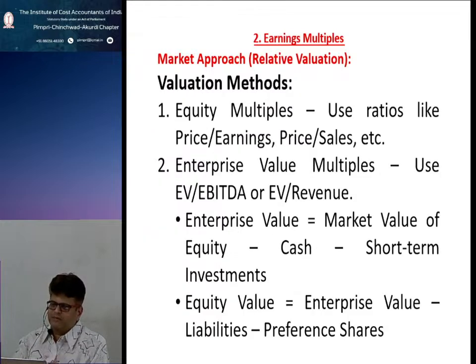So let's see in the market approach the valuation methods that are used. Equity multiples: over here the ratios used are price earnings or price to sales, etc. The second method in the market approach or relative valuation is the enterprise value multiples. Over here the valuer uses EV upon EBITDA or EV upon revenue. So enterprise value is equal to market value of equity minus cash minus short-term investments, and equity value is calculated as enterprise value minus liabilities minus preference shares. So these are the formulas for enterprise value multiples one can consider.